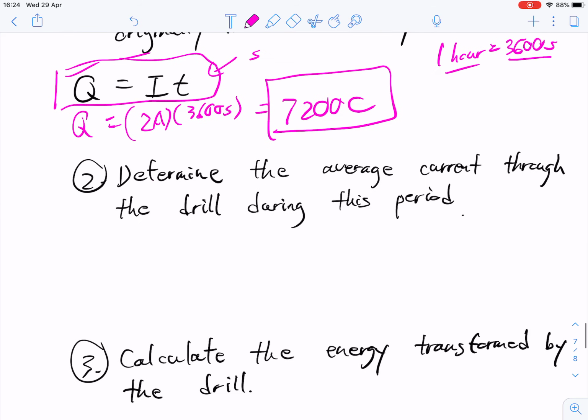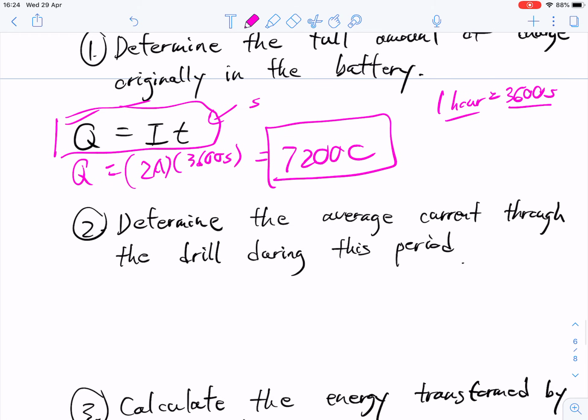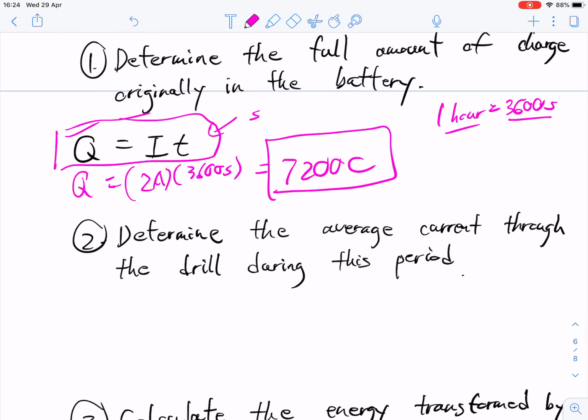And next up, determine the average current through the drill during this period. So average current. It's working on 2 amp hours, and this is happening over 3 hours worth of time. So again, 3 hours is worth 3 times 3,600. So in terms of time, we're looking at 10,800 seconds. Okay, so really we're operating at average current.